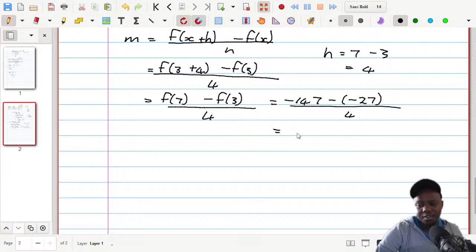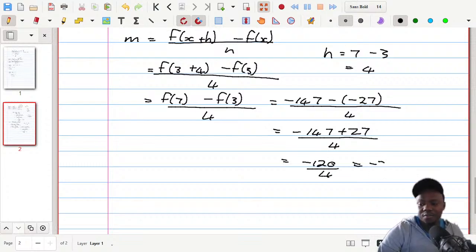If you look at this carefully, you will see that we have exactly the same thing that we had in one of the steps above. This is still going to give you negative 120 over 4, which will give you negative 30. And there you are. Life is great. We now know how to calculate the average gradient between 2 points on a curve.